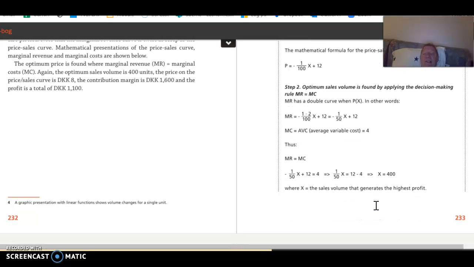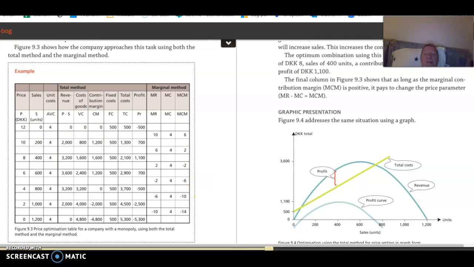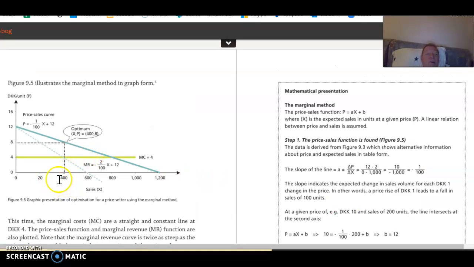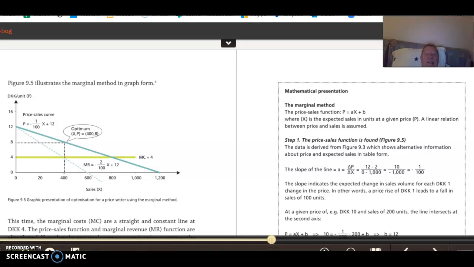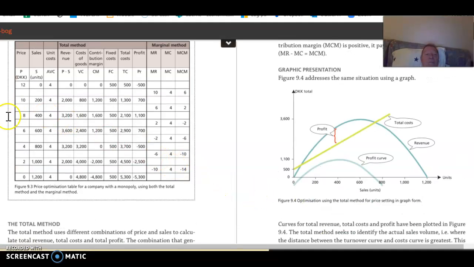That means that at a volume of 400, we have the price of 8, and that is the optimum price. And it was exactly the same as we found here. At a price of 8, we had the maximum. So now we have solved it in the math way.